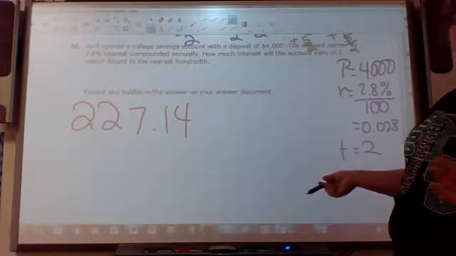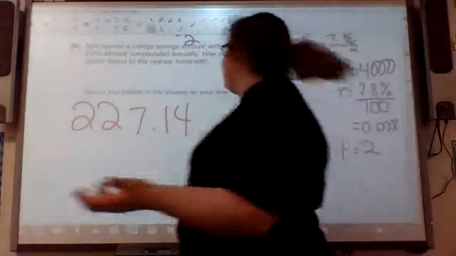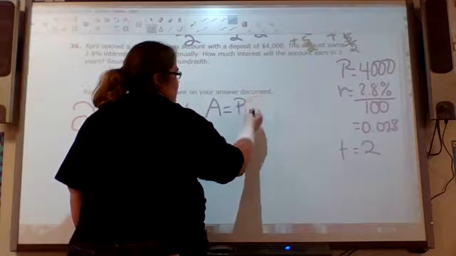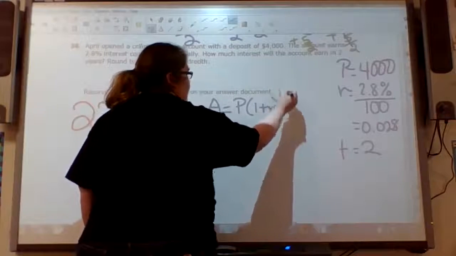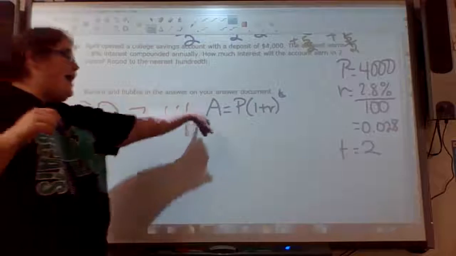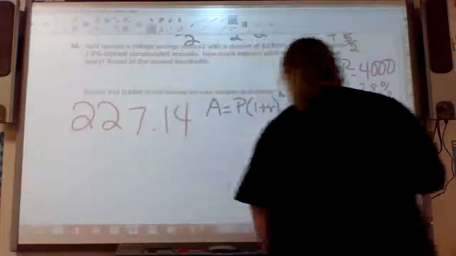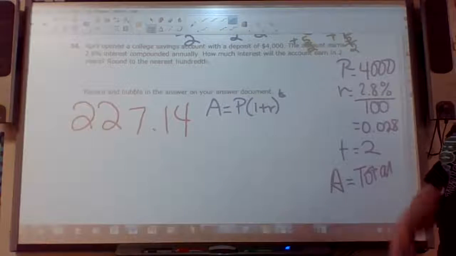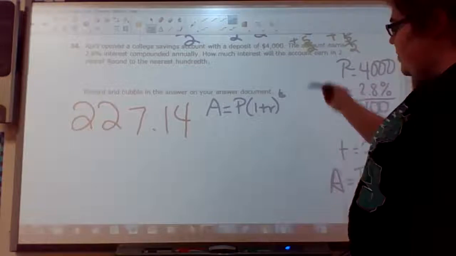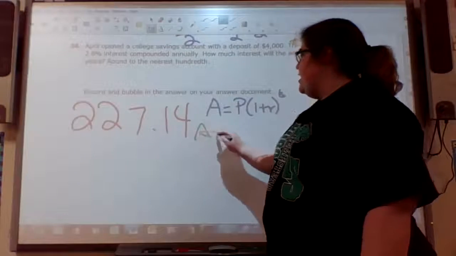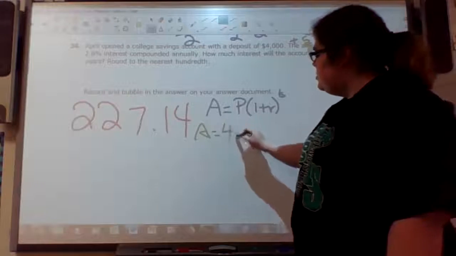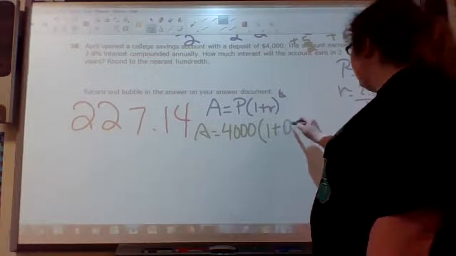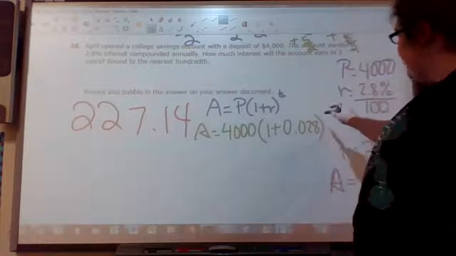With that being said, I go to my star chart. I take my formula for compound interest. Compound interest is A equals P times 1 plus R to the power of T. Now, we didn't have A over here. What we need to keep in mind, A is always your total amount, what you have after the interest is applied. So I'm going to plug in my numbers. A equals, P is 4,000 times 1 plus interest rate 0.028 to the power of 2.